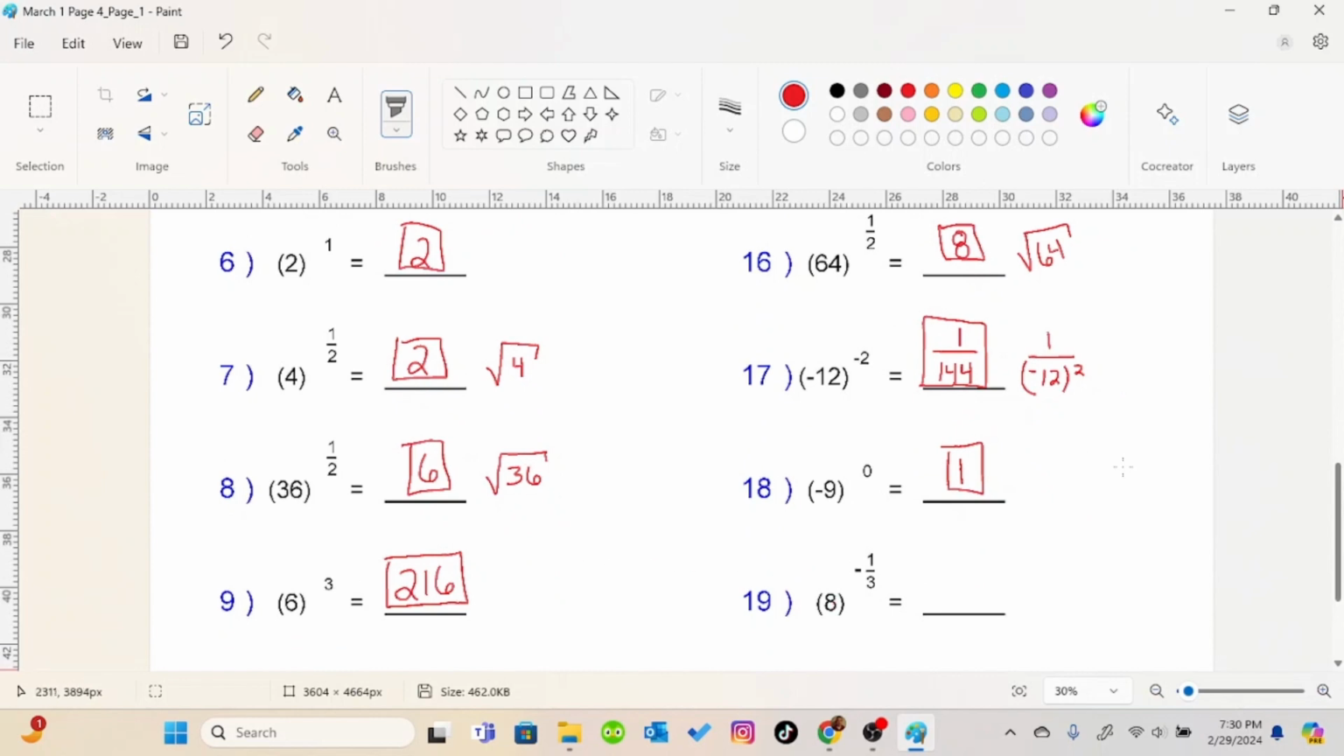Number 19. 8 to the power of negative 1/3. The negative tells us we need the inverse. And the fractional power of 1/3 tells us we want the cube root of 8. The number that when multiplied by itself 3 times will give us 8. That means our answer is 1/2.